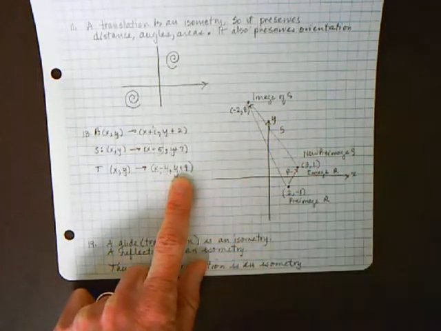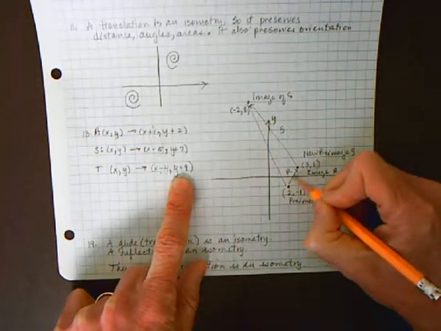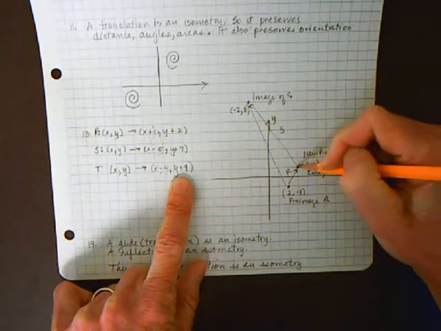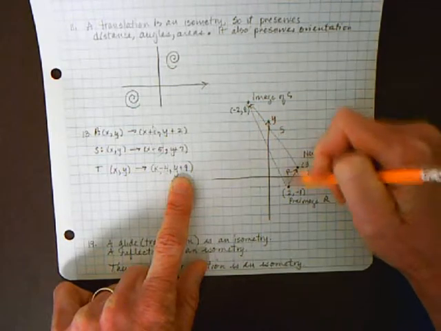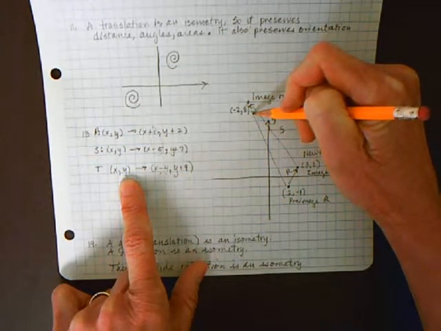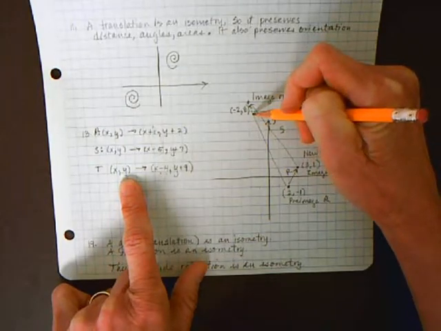Okay? And if you want to think of this like a vector, this is a line going from this point to this point to this point. This composite transformation here is really the sum of the two vectors.